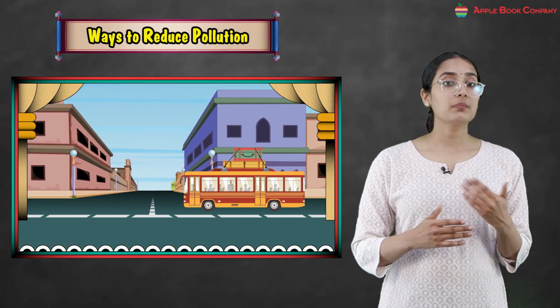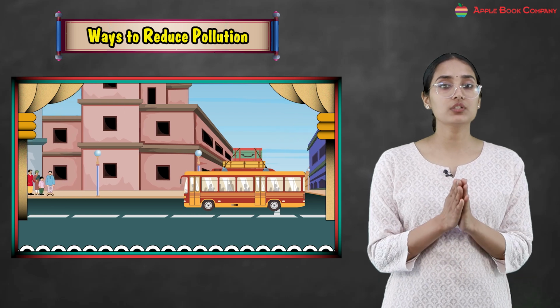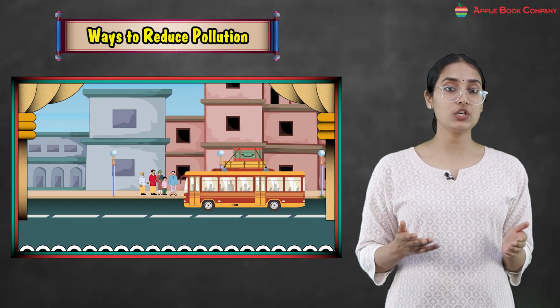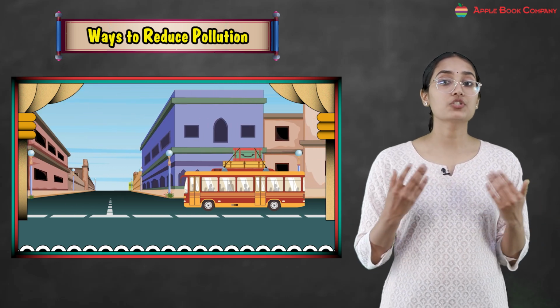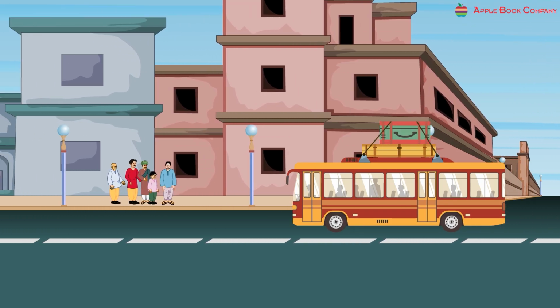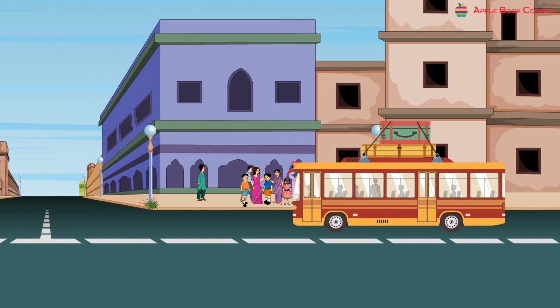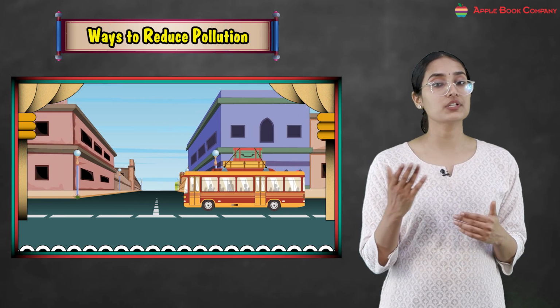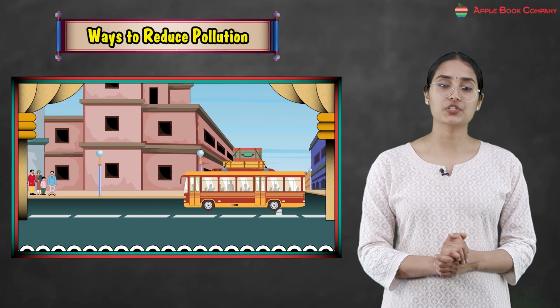Now we can use public transport, right? The more buses and cars there are on the road, the more pollution will spread, right? So taking buses, trains or carpooling reduces the number of vehicles on the road, right? This can reduce the air pollution.